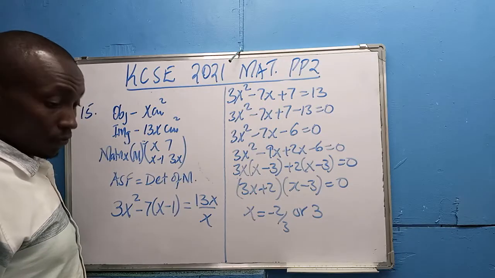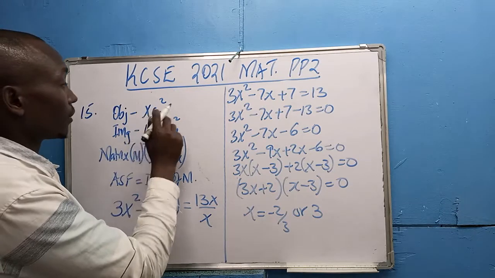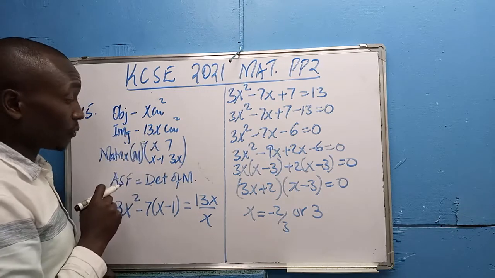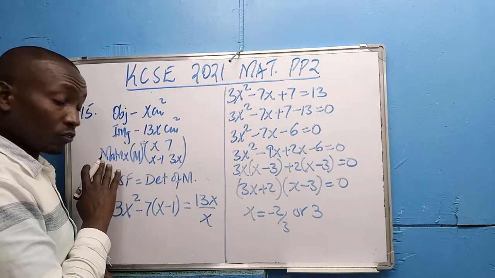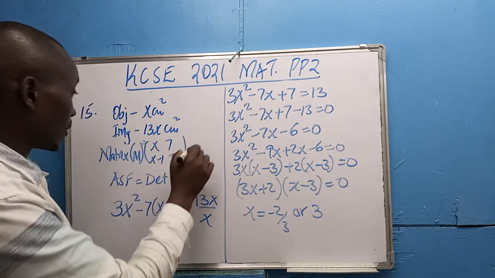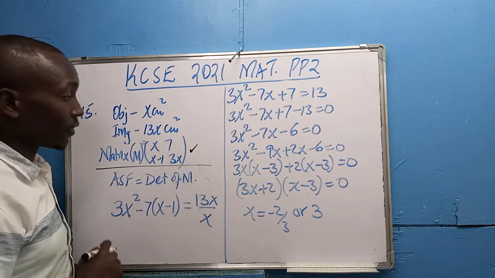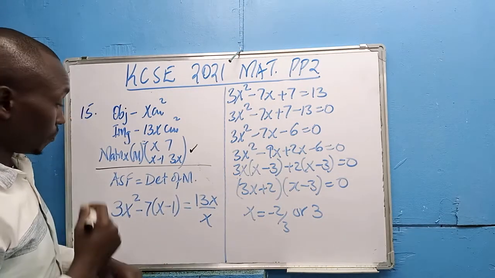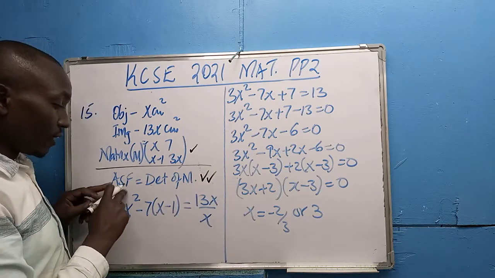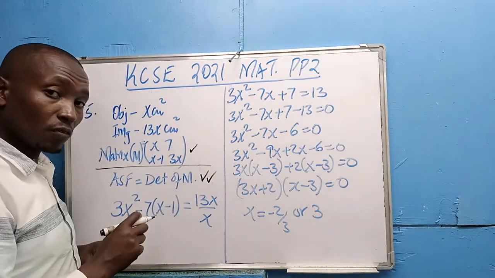This is question number 15, whereby you're given the area of an object. It is x centimeters squared. Area of the image, 13x centimeters squared. Then you're given the matrix of transformation, x, 7, x minus 1, 3x. Now, you are expected to find the value of x. All the student was expected to recall is that the area scale factor is always equal to the determinant of the matrix of transformation.